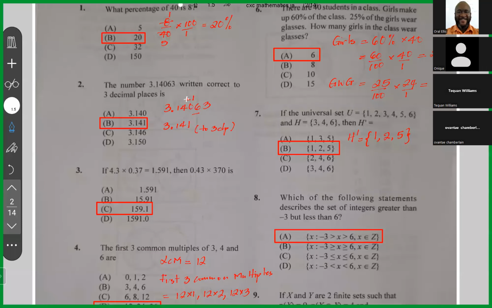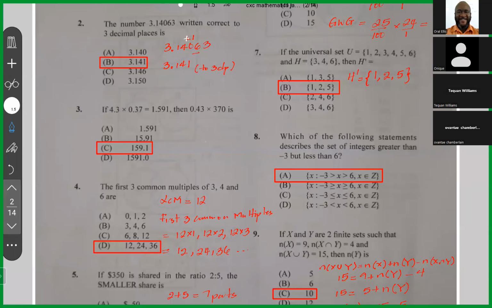Number 7, you're given a universal set. The universal set is the set 1, 2, 3, 4, 5, 6. That's the universal set. You're also given the set H. H is the set 3, 4, and 6. Now, we're asked for the set H complement.